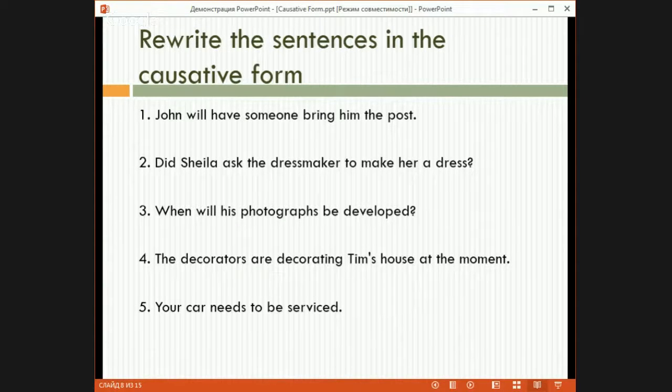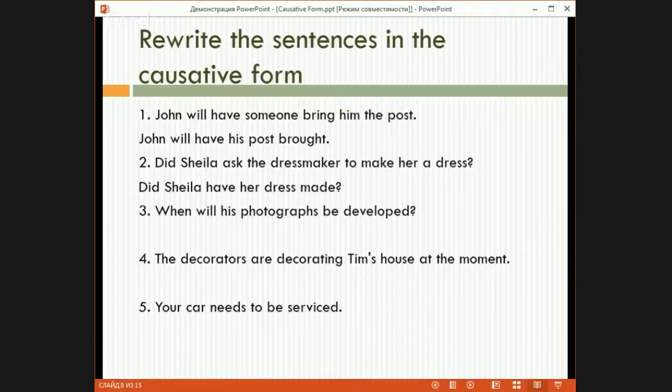The next one, we have sentences here and we need to change them using our causative form. John will have someone bring him the post. John will have his post brought. Did Sheila ask the dressmaker to make her a dress? Did Sheila have her dress made?